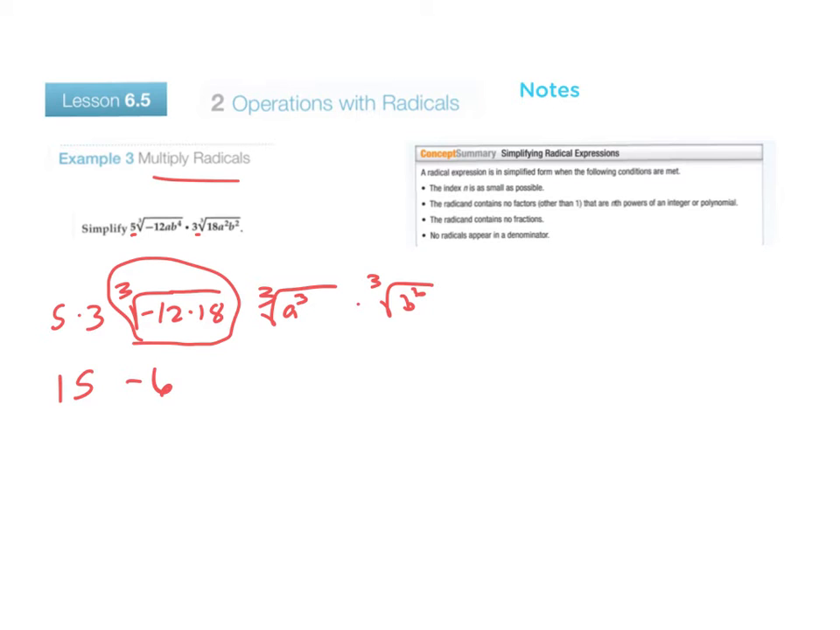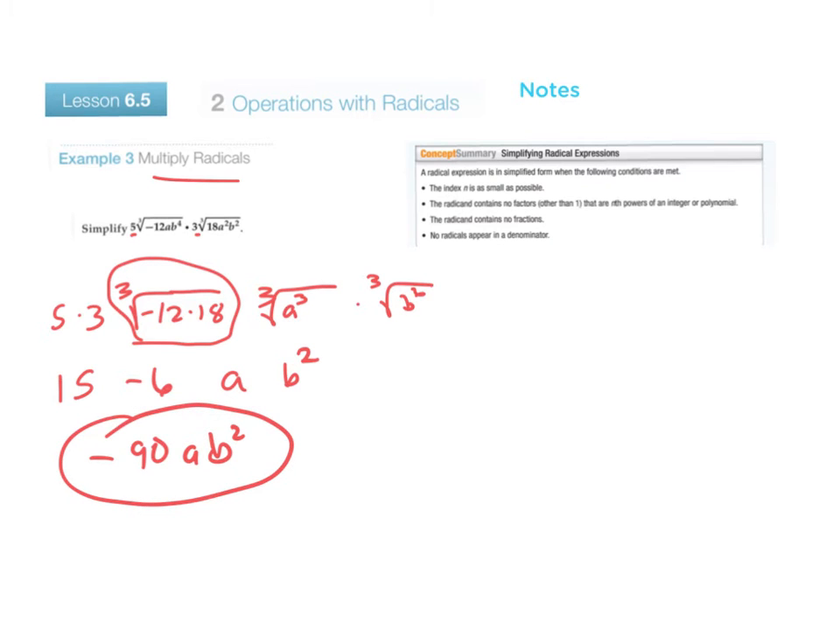On letters, you just divide the exponents. So 3 divided by 3 is 1, so we have an a. 3 divided into 6 is 2, so we have b squared. And so there's nothing left over. So if we multiply 15 times negative 6, I'm going to get negative 90 a b squared. So I multiplied and simplified all at the same time.